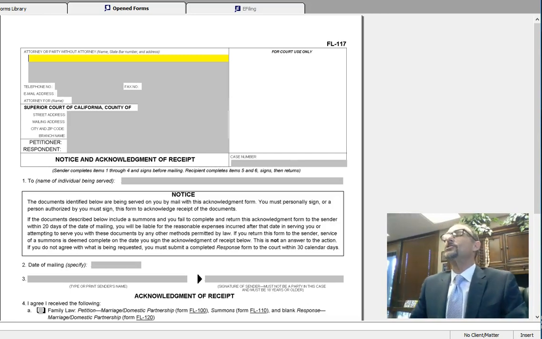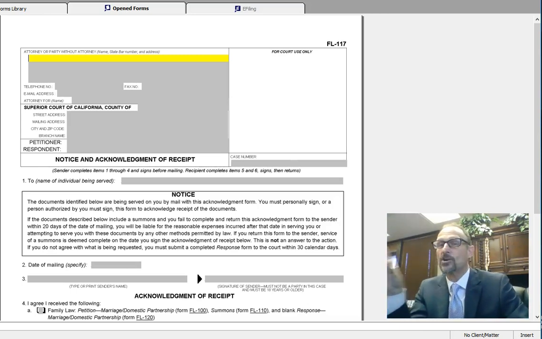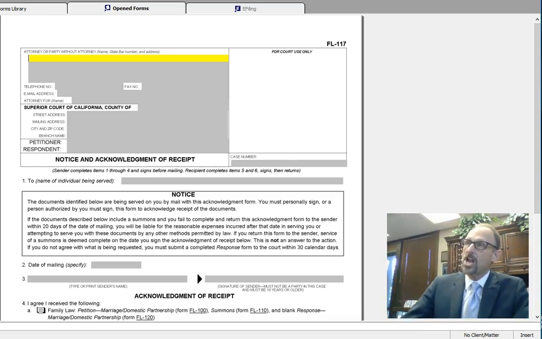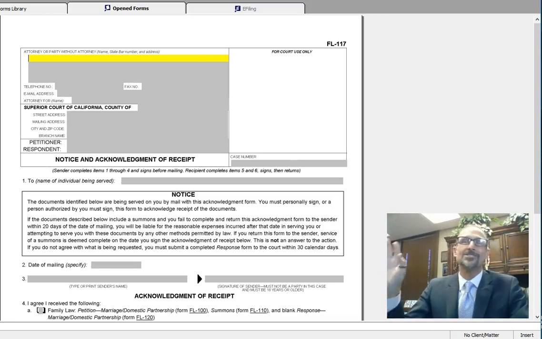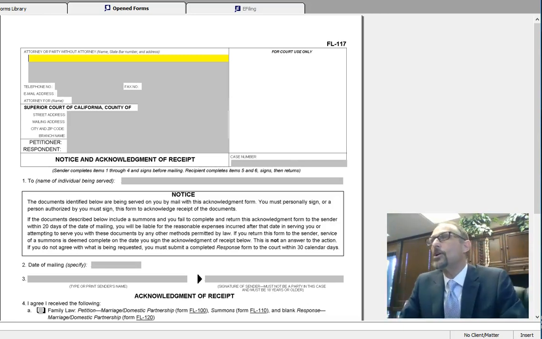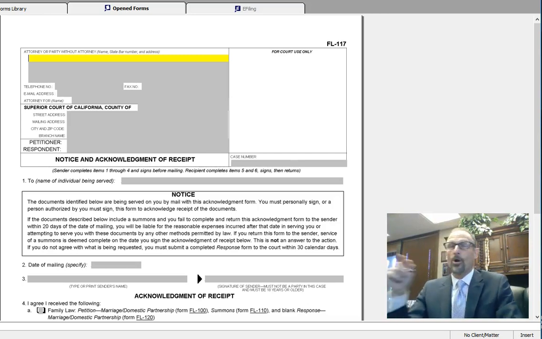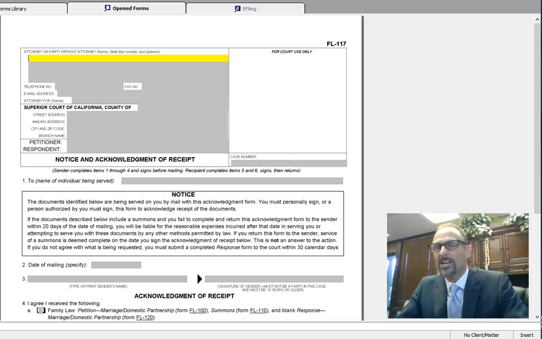Keep in mind, just like in the real world when you're having somebody serve the paperwork, you, the party, cannot serve this form and can't serve the paperwork. You have to have a non-party to the case serve the paperwork. Your friend, your cousin, your coworker, your daughter, husband, new husband, whatever. Somebody else has to serve or mail this paperwork in place of being served. Okay, so let's go through the form.